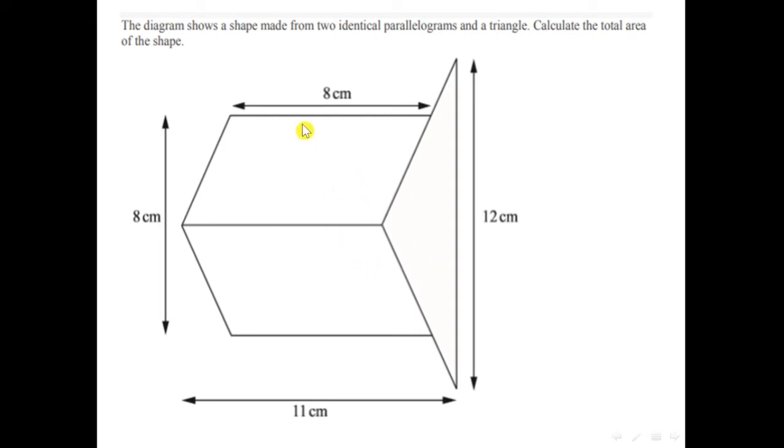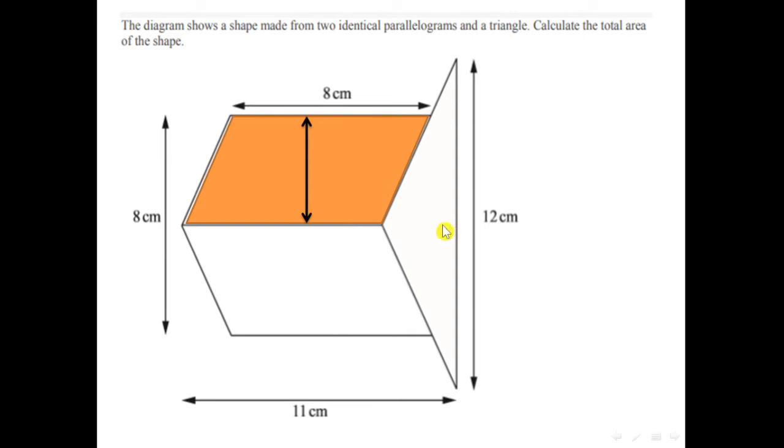So how do you find the area of a parallelogram? You multiply the base by the height. This is the parallelogram, and this is the height. How do I find the height? This height here corresponds to this height here. This is 8 centimeters for the height of two parallelograms, but I need one parallelogram, so it is 8 divided by 2, and this gives me 4 for this height.